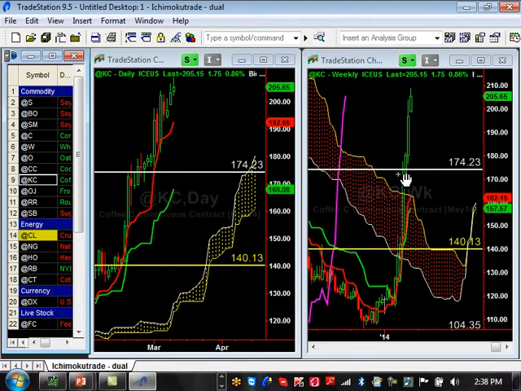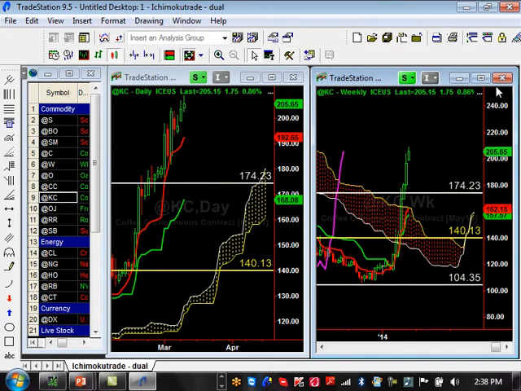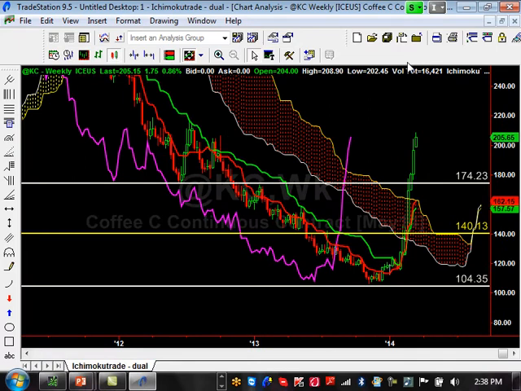Looks like no longer a major pullback here. This looks like it's trying to do a full-blown trend reversal right now. So this is one that's definitely very interesting to see.